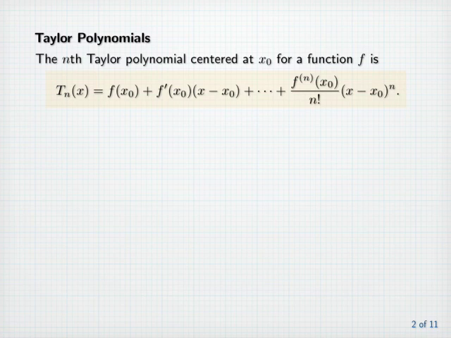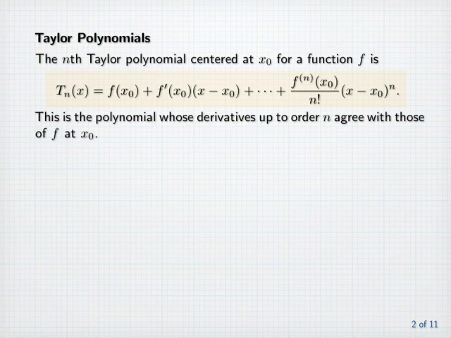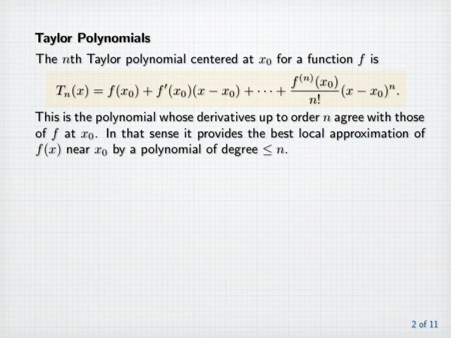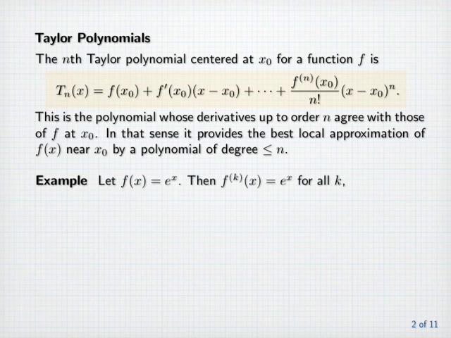This is the polynomial whose derivatives up to order n agree with those of f at x0. In that sense, it provides the best local approximation of f of x near x0 by a polynomial of degree less than or equal to n. Example, let f of x equal e to the x. Then the kth derivative of f is equal to e to the x for all k. And so the kth derivative of f evaluated at 0 is equal to 1 for all k.